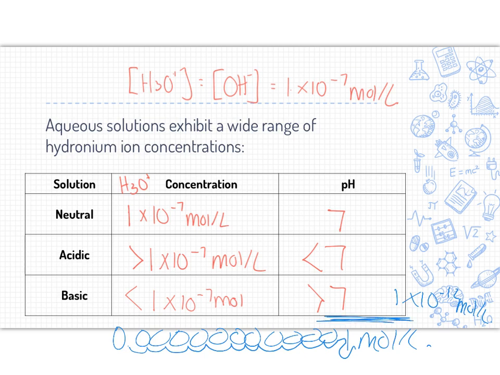Now, this exponent is greater than 7 when it's basic, and the pH is greater than 7 when it's basic. Keep that idea in mind. If something's acidic, its concentration is greater than 1 × 10^-7. So maybe it's 0.0001, which is 1 × 10^-4 moles per liter. Now that is a smaller number than 7, and our pH is less than 7. So maybe the exponent in the concentration and the pH value are related.